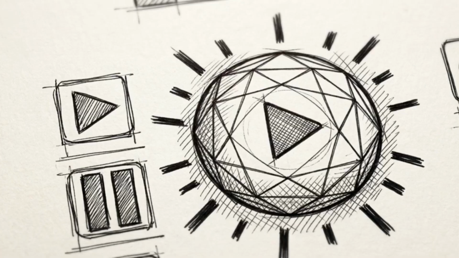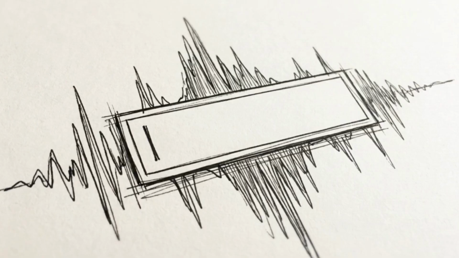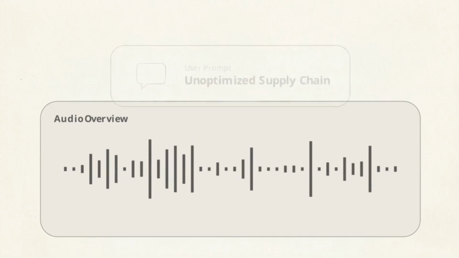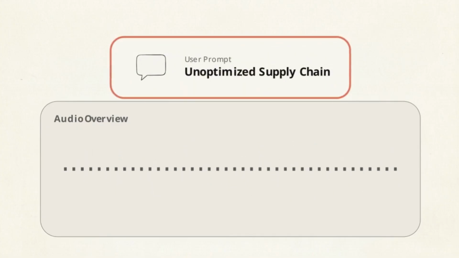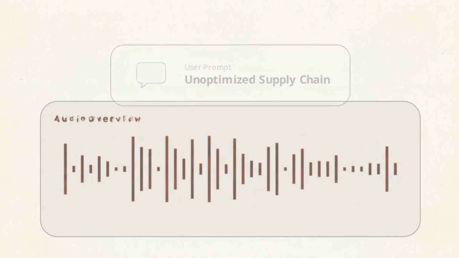Once the audio starts generating, you will see a button labeled Interactive Mode next to the play controls. Clicking this lets you join the conversation live. You can pause the hosts mid-sentence and type in a custom question. If you ask them to evaluate a specific scenario, like a client with an unoptimized supply chain, they will pause, address your exact scenario, and then pick up exactly where they left off.